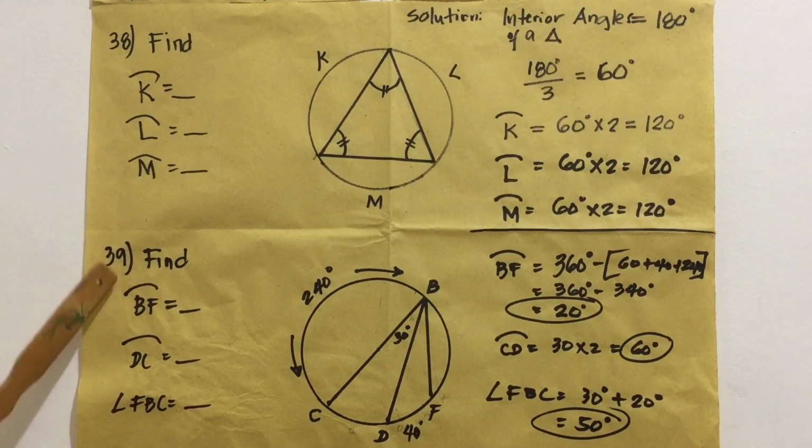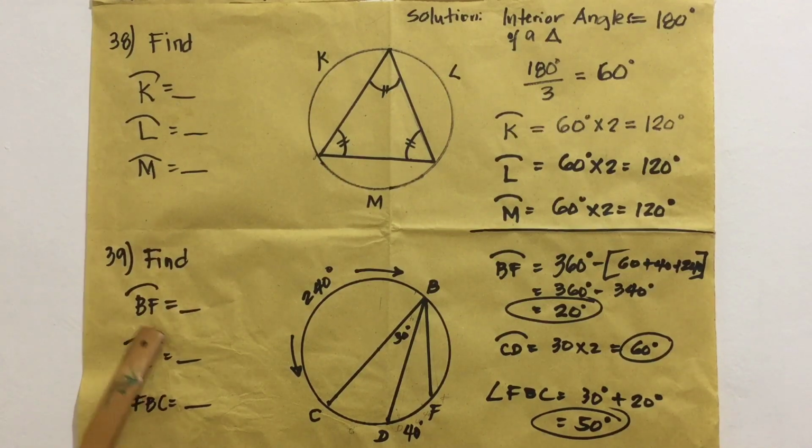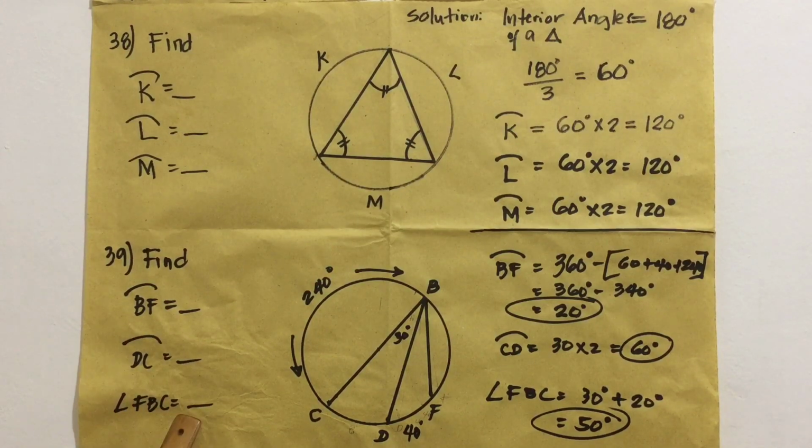Next, 39, find arc BF, arc DC, and arc FBC.